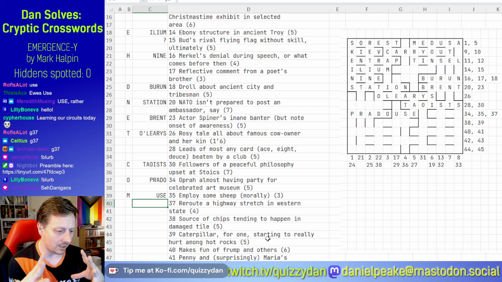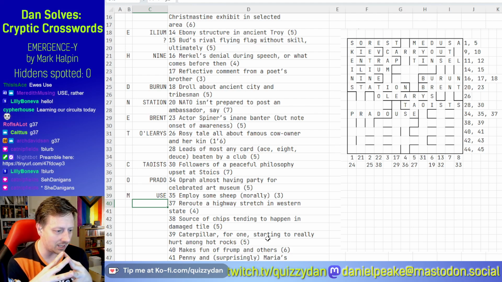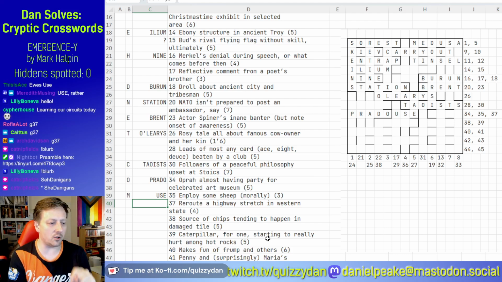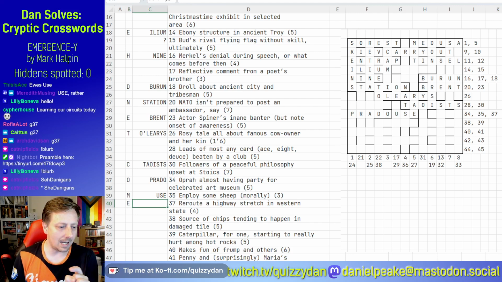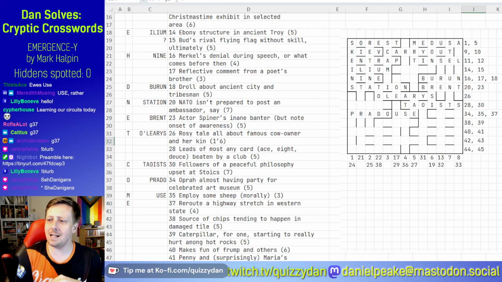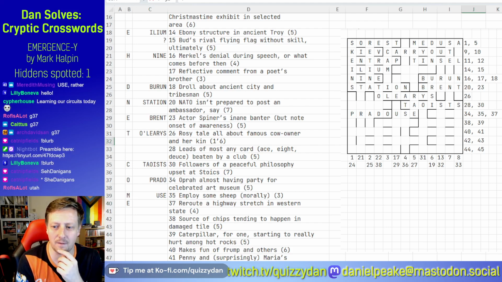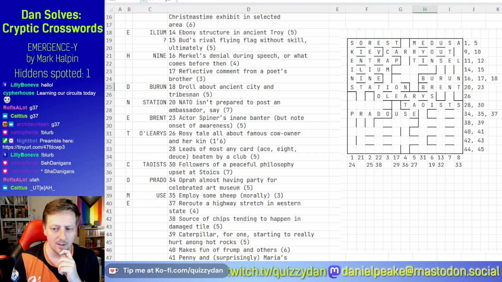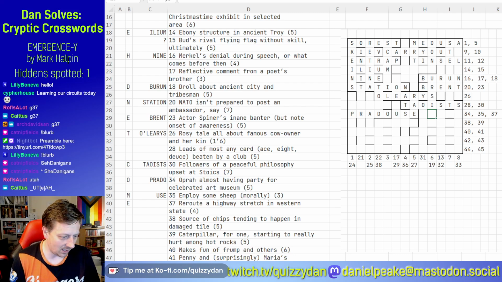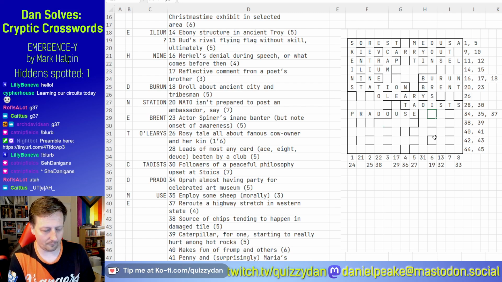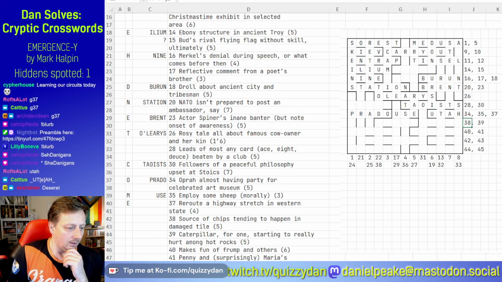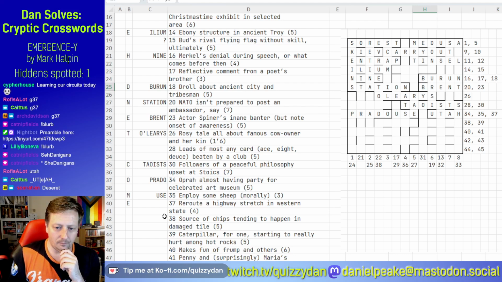Reroute a highway stretch in Western State. Got it. Go for 37. It's an extra letter, and the extra letter is an E. And bing! It's a hidden. It's my favourite. Shenanigans. Absolutely. It is Utah that's hidden in there. So in reroute a highway, there's an extra E there that we need to ignore. So ignore it we shall.